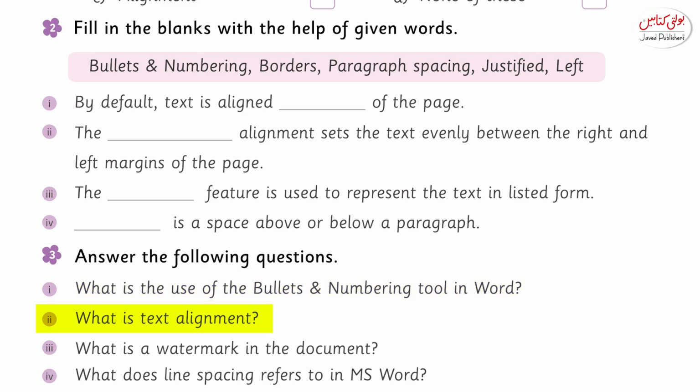Question 2. What is text alignment? Text alignment refers to the position of the text with respect to the page margins. What is watermark in the document? Watermarks are faint imprints of text or images that appear behind the text. What does line spacing refers to in MS Word? Line spacing is the vertical space between the lines of text in a paragraph.